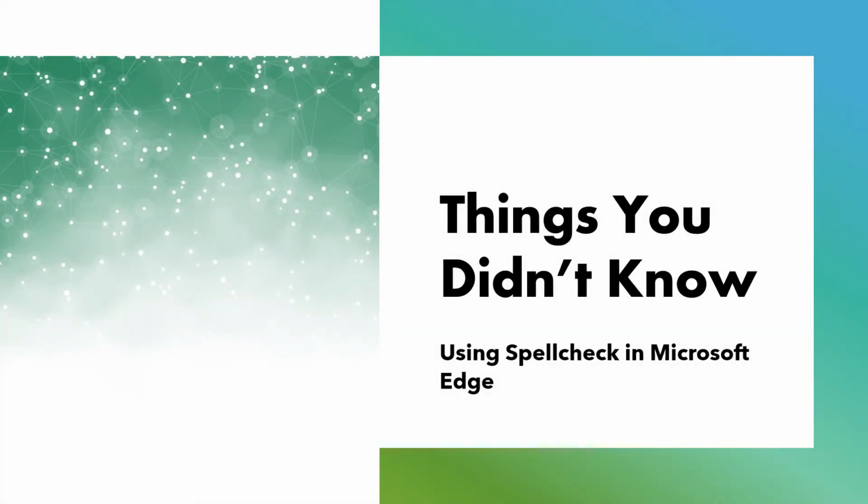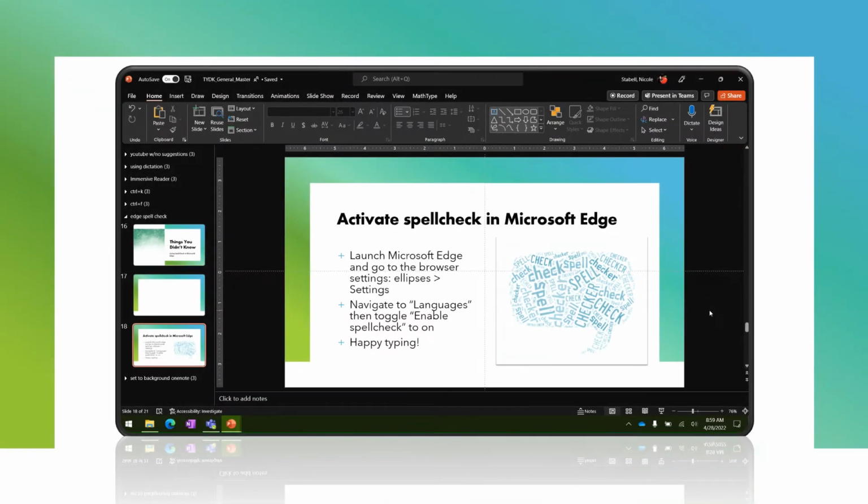Things you didn't know: there's a spell check in Microsoft Edge. Do you do a lot of typing on websites in those text boxes, like forms and other places where you need to have that spell check and you don't want to type it in Word first and copy and paste over? Don't worry, you can turn on spell check in Microsoft Edge.